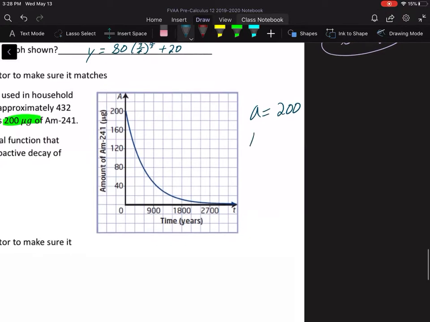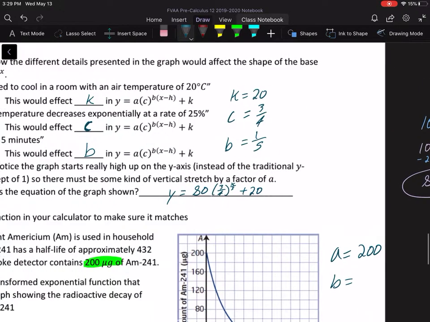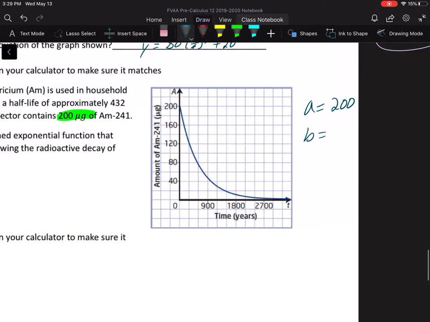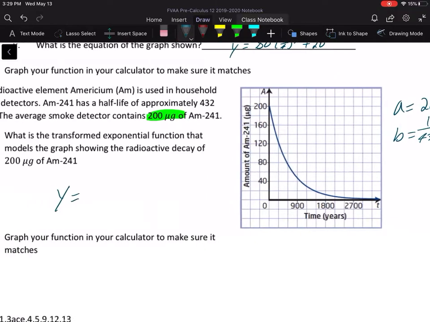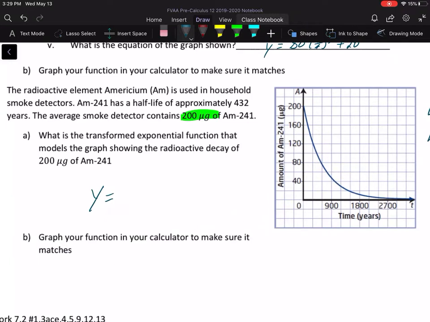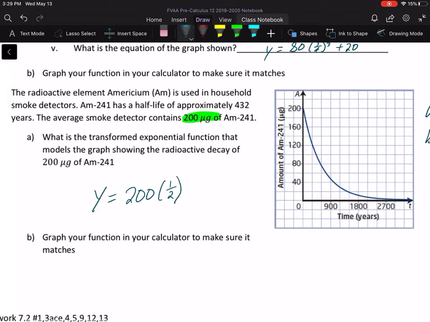And then for the b value, similar to before, where we said that because it's applied every 5 minutes, we put our b value as 1 over 5. Here, because the half-life is only applied every 432 years, my b value is 1 over 432. And there's no h and k here. So the equation here would come out to 200 bracket 1/2, that's the rate of change, the half value, raised to the x over 432.